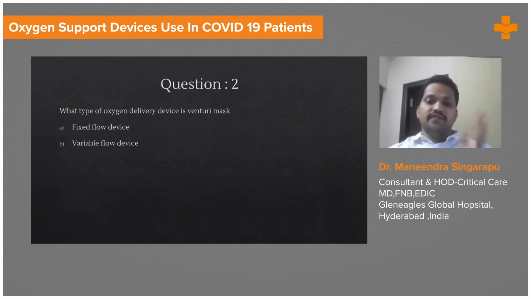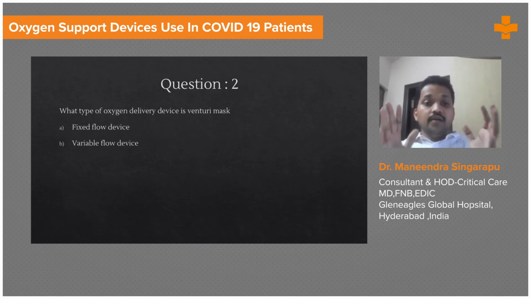So what is the difference between a fixed performance device and a variable performance device? It could be either performance or flow. So whenever you call a fixed performance device, the entire flow which is required by the patient comes through the interface. Whenever you call it a variable flow device or a variable performance device, a part of the flow comes from the atmosphere. So what are the variable flow devices or the variable performance devices? Your nasal prongs, your face mask, your NRBM, all these things are variable performance devices.